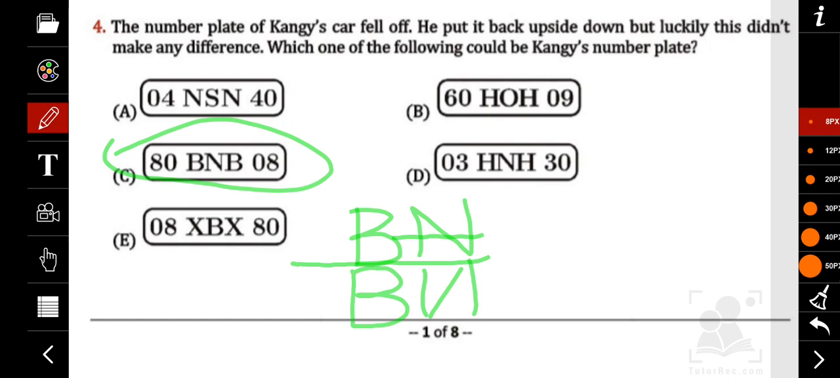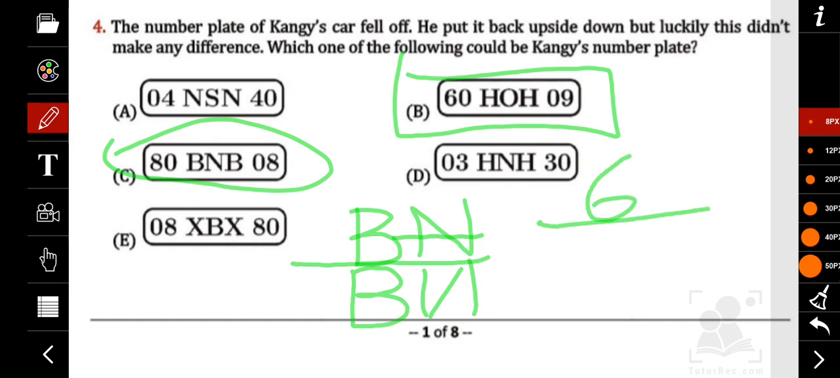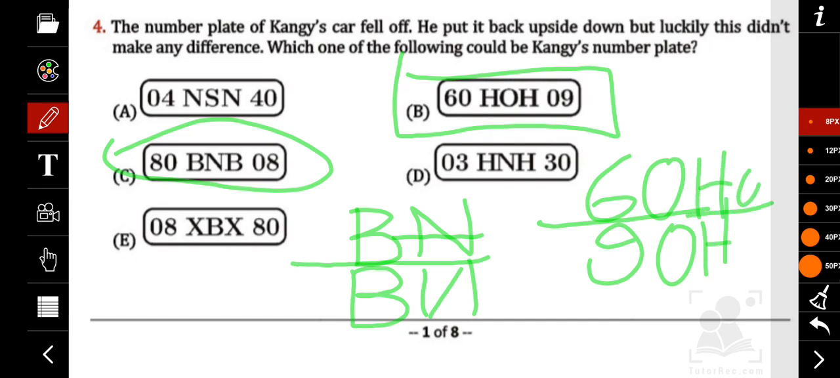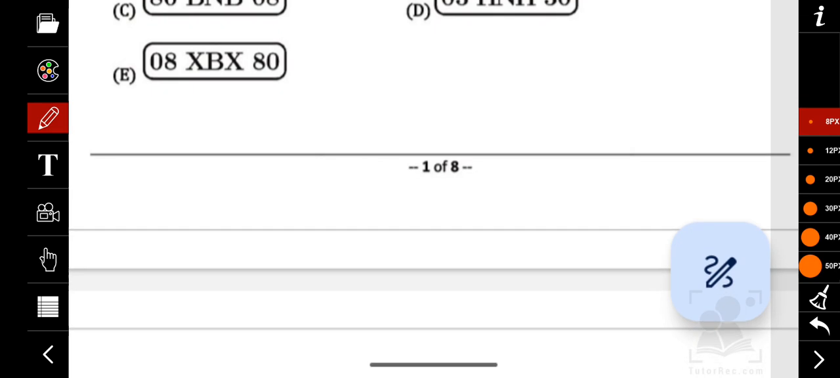Then we proceed in the same way. If we just see option B, 6 reflected gives you 9, or like this, 0 and H like H, O reflected to become an O, and same way. So our option can be option B. Then we proceed further.